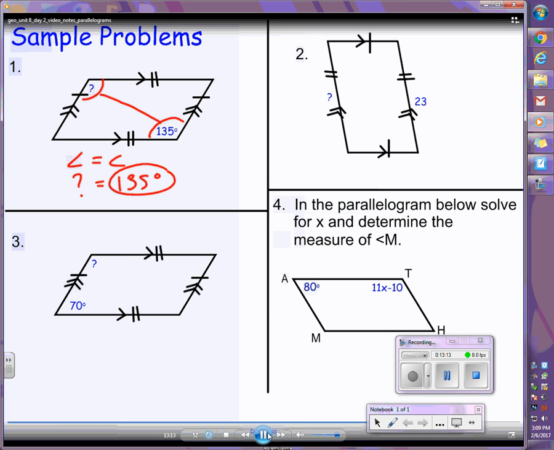Number 2, the question mark is a side this time, and it's the long side, and both long sides have the same tally marks. So that means they're both congruent. So that means we're going to use side equals side. So in other words, question mark equals 23.